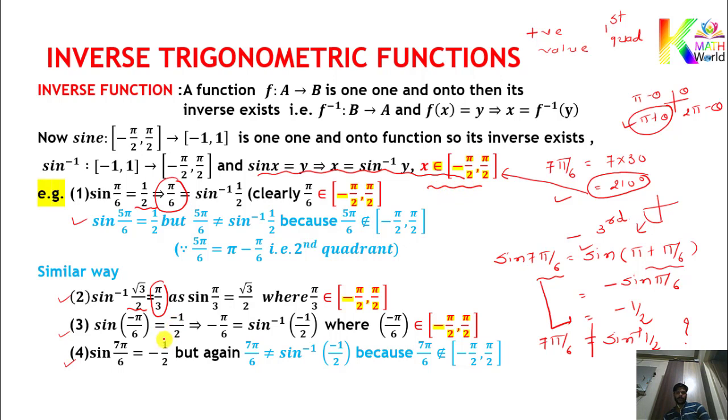While if you see it properly, this is our important thing. For negative value, you can see here this is the negative value, minus 1 by 2. Here you can see this is the negative value. The negative value lies in which quadrant? For minus 1 by 2 you got which answer? Minus pi by 6. 7 pi by 6 is not the correct answer. Minus pi by 6 is the correct answer. Okay, so for negative value you got which quadrant? Fourth quadrant. You can see.